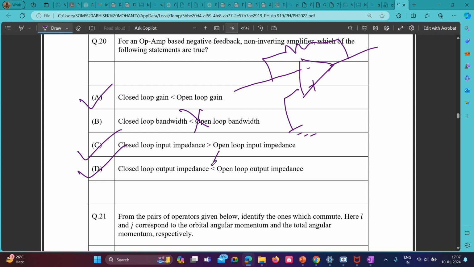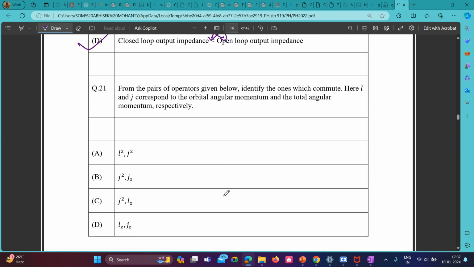If you see, these two are same options, isn't it? It's just a change of place. C and D are correct. A is correct. So yeah, A, C, D. C and D options are the same thing. It's just greater versus smaller. Same thing. All right.